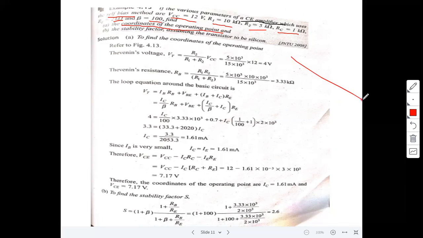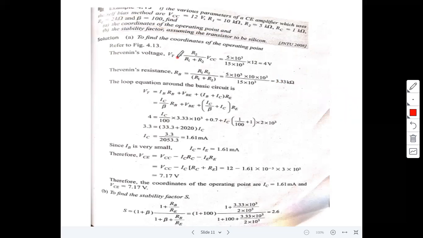The only thing is to find the operating point coordinates. This is the operating point or Q point. What are the Q point coordinates? VCEQ, comma ICQ. So here we have to find VCEQ and ICQ.